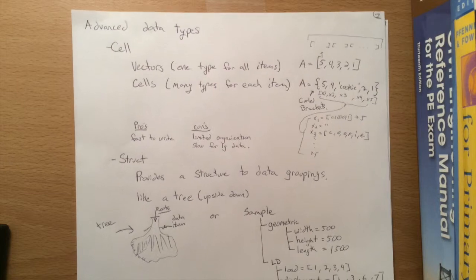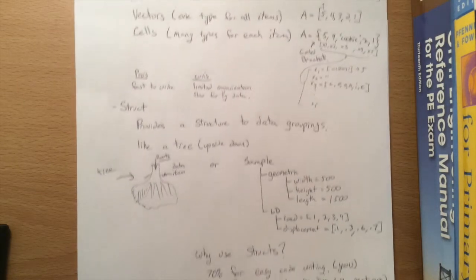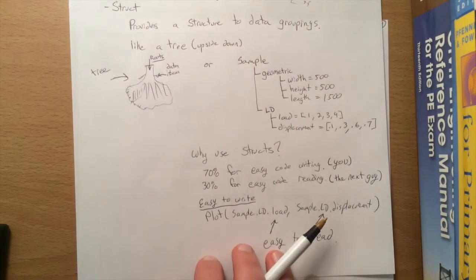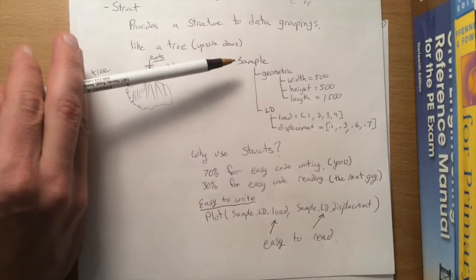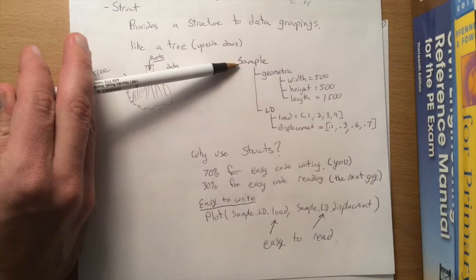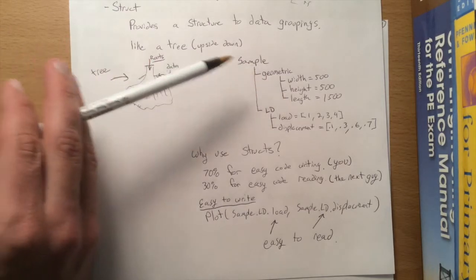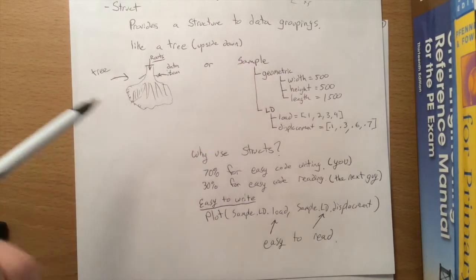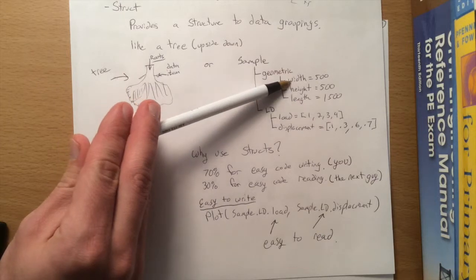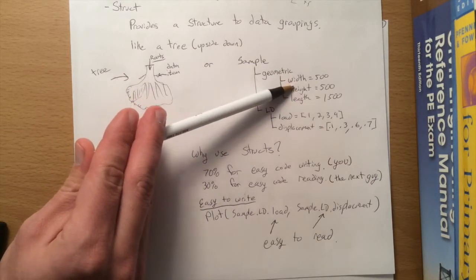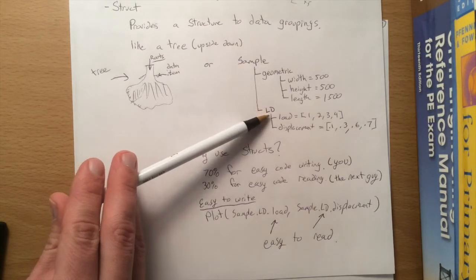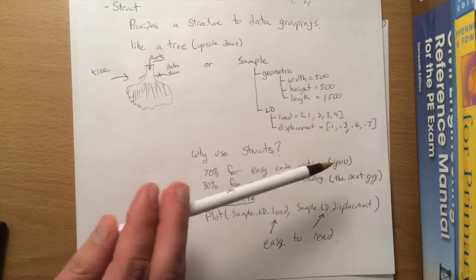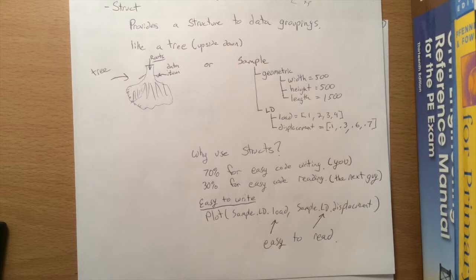So if we put this into a data perspective, for example, a testing sample, we can see that a sample has geometric properties, and then it maybe has a load displacement curve. And the geometric properties are integer items, such as height, width, and length, whereas the testing properties, such as a load displacement curve, can be a vector of observations during a time series.